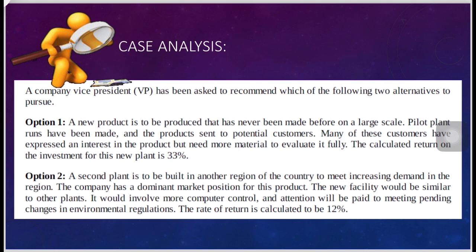We also have a second option. A second plant is to be built in another region of the country to meet increasing demand in the region. The company has a dominant market position for this product. The new facility would be similar to other plants. It would involve more computer control, and attention will be paid to meeting pending changes in environmental regulations. The rate of return is calculated to be 12%.